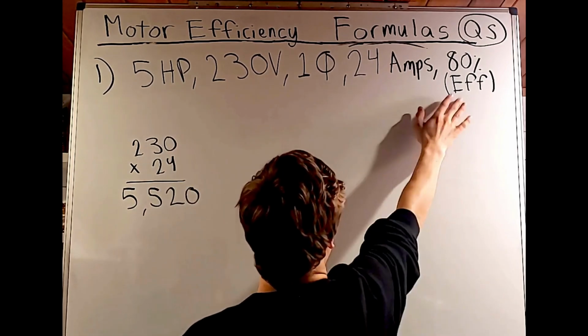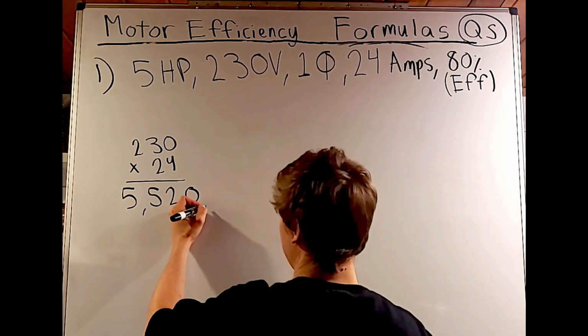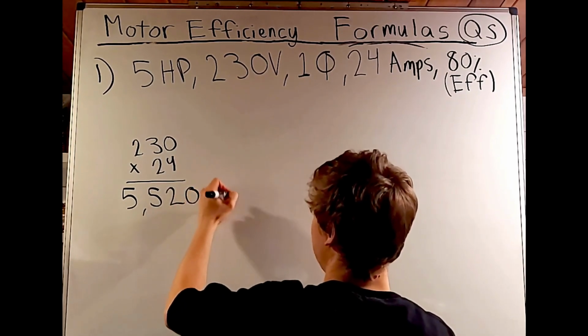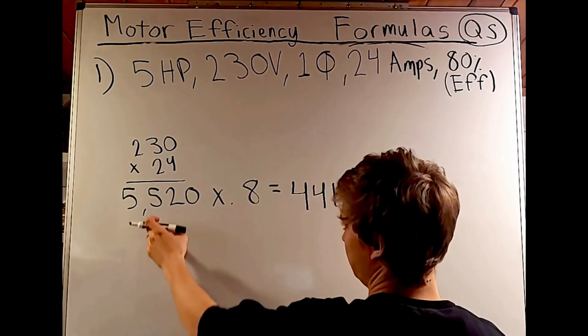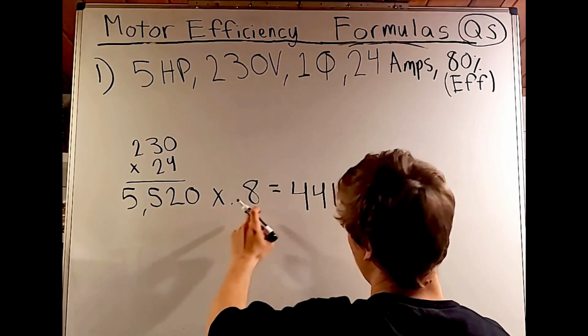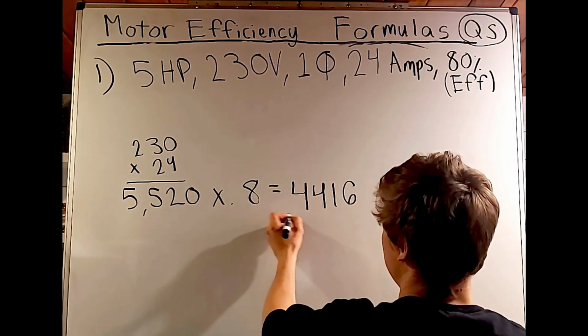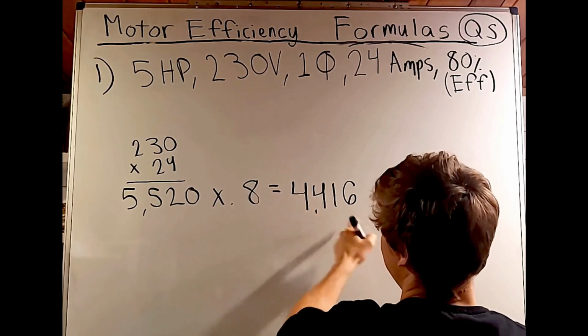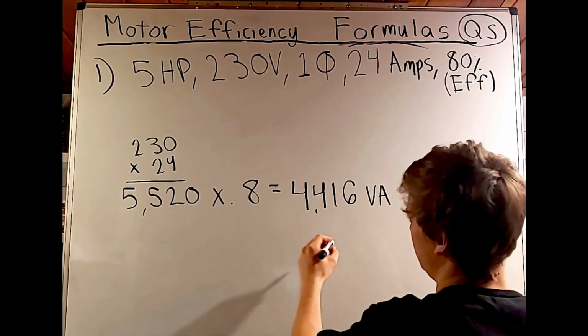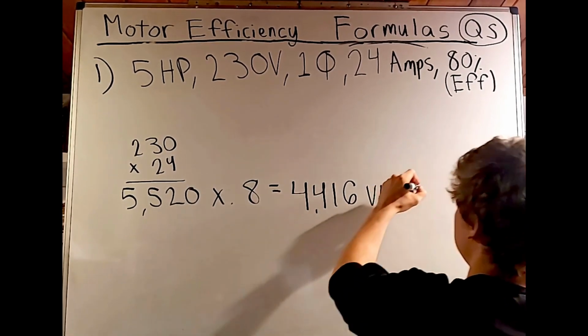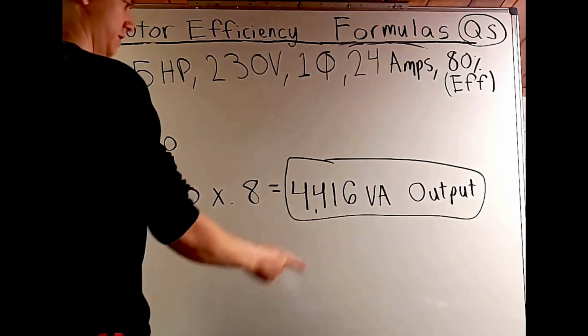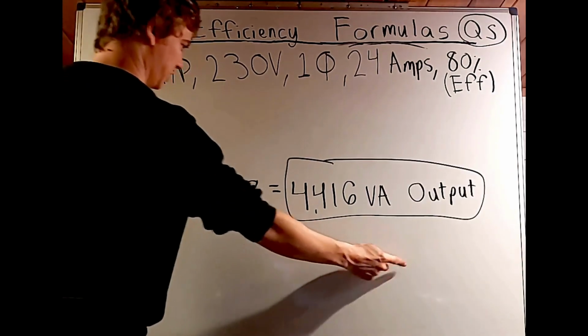But we can't stop there because we have an 80% efficiency value. So we're going to multiply that by 0.8. Now 5,520 times 0.8, 80%, is going to give us 4,416. That's going to be in volt amps, and that's going to be giving us the output. Okay, so there's our final answer for question number 1.